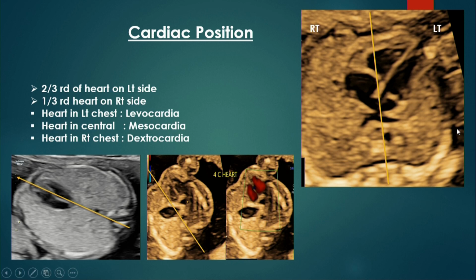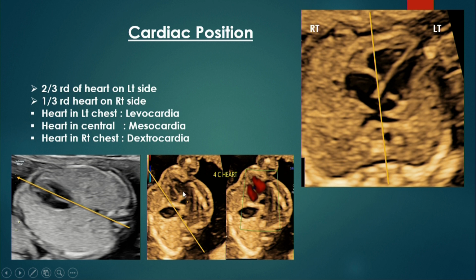Coming to the cardiac position. If a line is drawn from the spine to the sternum, it divides the thoracic cavity into two equal parts. This is left, this is right. Two thirds of the heart is on the left side, one third is on the right side. This is the normal position, levocardia. If the heart is centrally placed, then it's mesocardia. And if the heart is in the right hemithorax, it's dextrocardia.